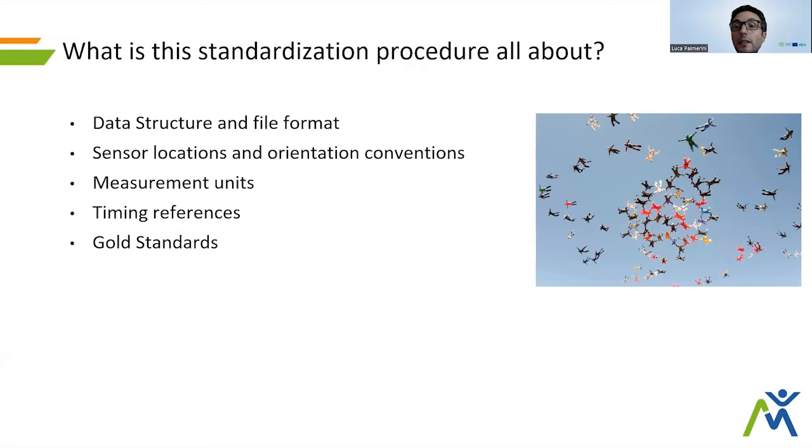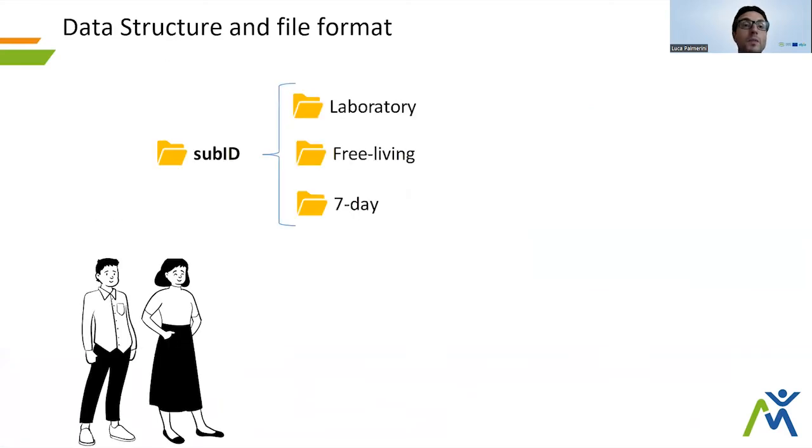So we identified 5 main topics for standardization: the data structure and file format, the sensor locations and orientation conventions, the measurement units, the timing references, and gold standard. Regarding the data structure and file format, we had a single folder for each subject, and for each subject we have different folders for their recording sessions: laboratory, free living, and 7-day monitoring in Mobilise.